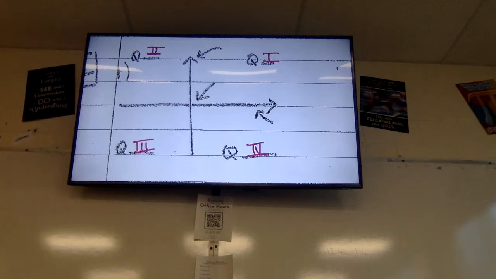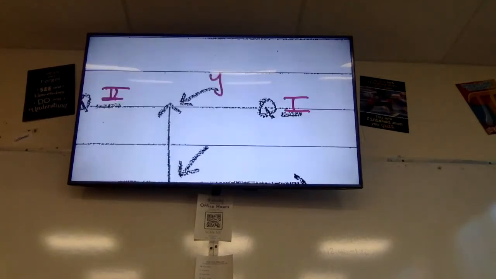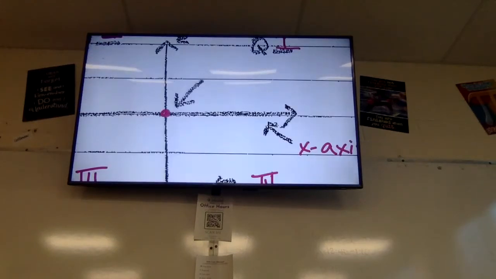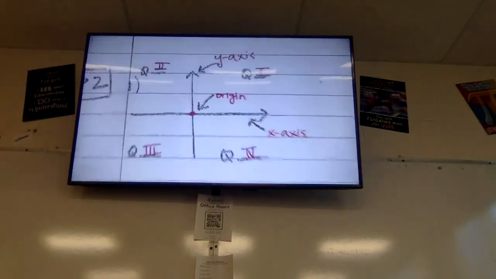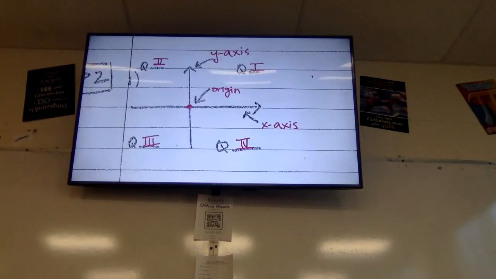We call the horizontal axis the which axis? X. Mm-hmm. And then we call the vertical axis the Y. And why do I have a little arrow pointing to that middle point? What do we call this? The origin. Very good, the origin. All right, that's a little reminder of the graph.